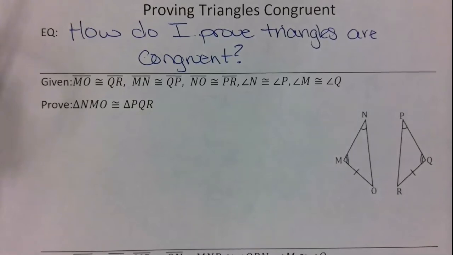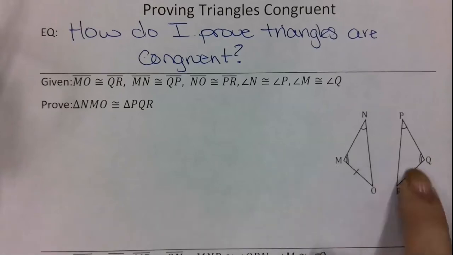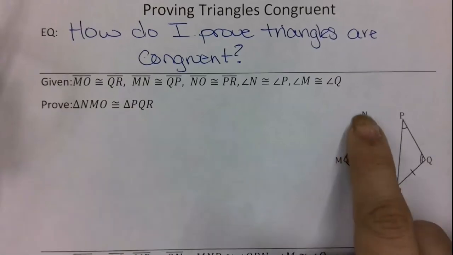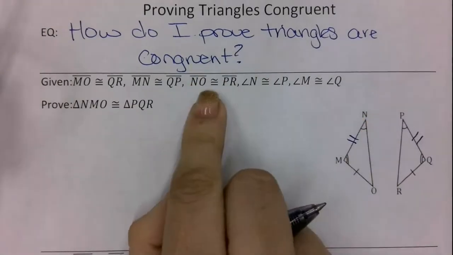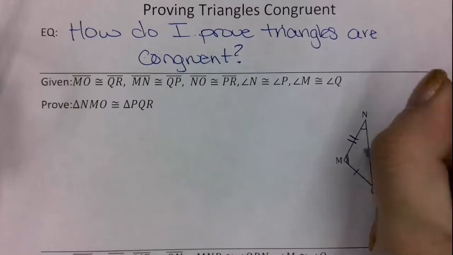Okay, so I am given that MO is the same length as QR, MN is the same as QP, and NO is the same as PR.